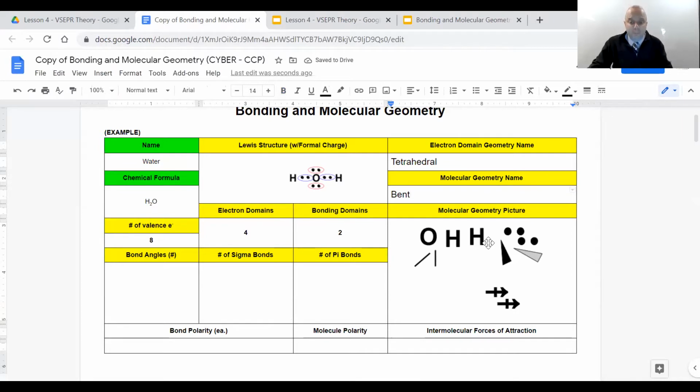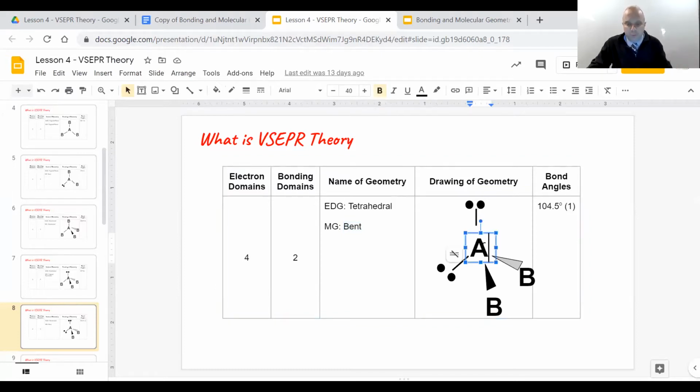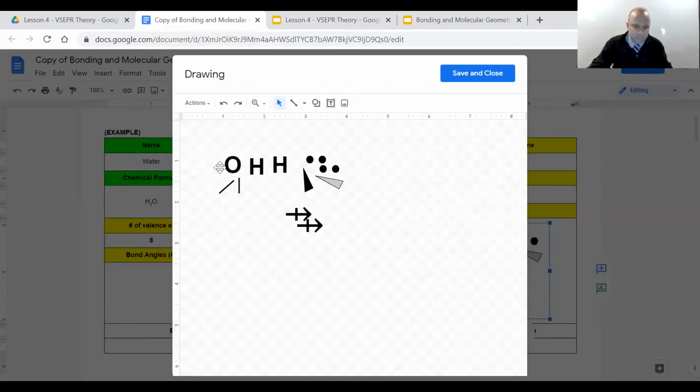And now this picture that we're going to make, we're going to model off of this one right here. But the only difference is instead of having A's and B's, we're going to have O's and H's. So look at where the A is. That's going to be our oxygen in the center. And then the B's are going to be our hydrogens. So I'm going to take this picture here. We're going to grab the oxygen to start off with. We're going to put that in the center.